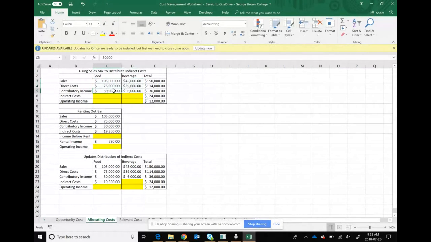And each operating department has different gross margins based on those. So our food department has a gross margin of $30,000, and our beverage department, or a bar, has a gross margin of $6,000.